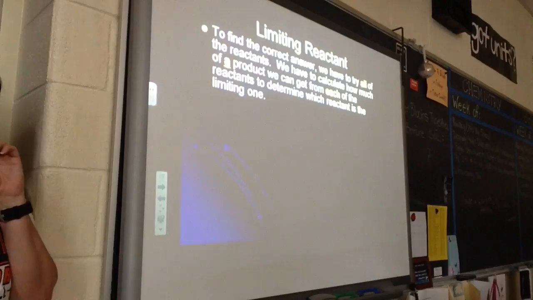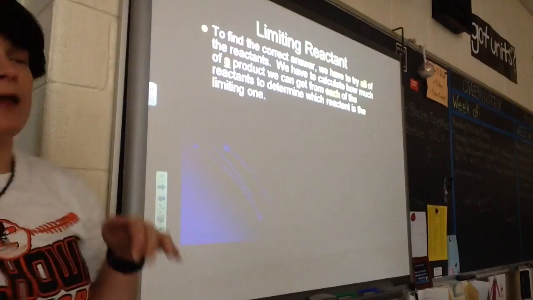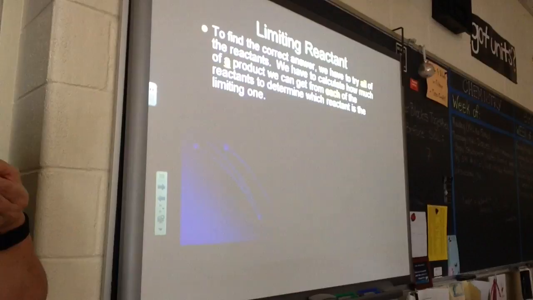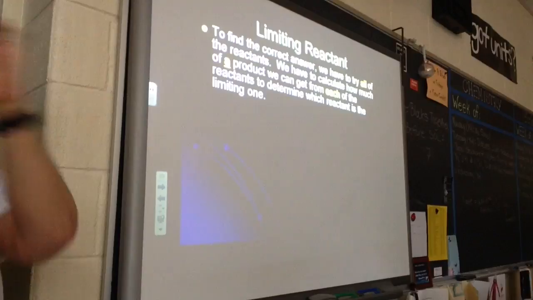It doesn't matter which one you choose, but you pick a product, and what you do is you say, okay, if I start with this much of this reactant, how much of that product, the one that I chose, can I get? If I take this amount of this other reactant, and I do the stoichiometry, how much of that same product can I get given that particular reactant? So all you're doing is stoichiometry. You have to do as many stoichiometric calculations as you have reactants.